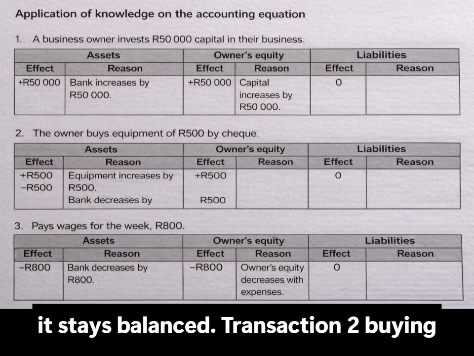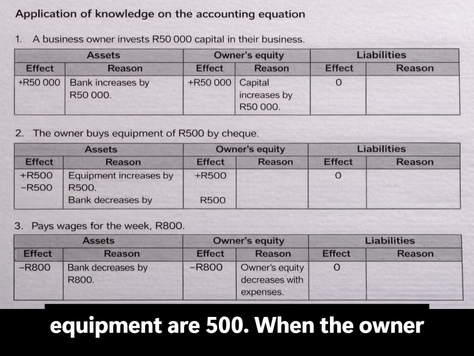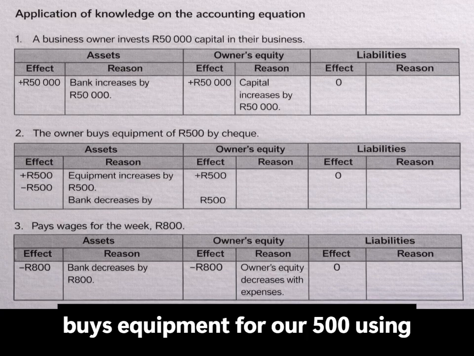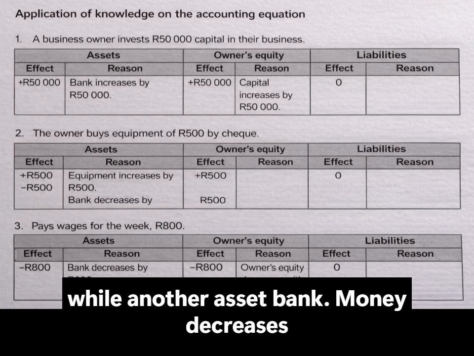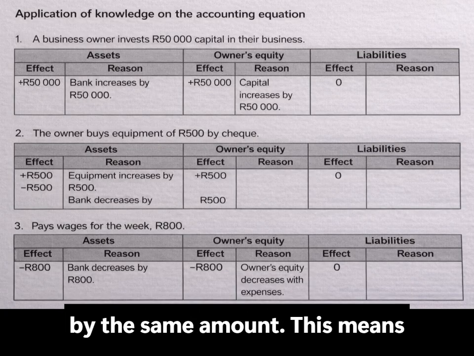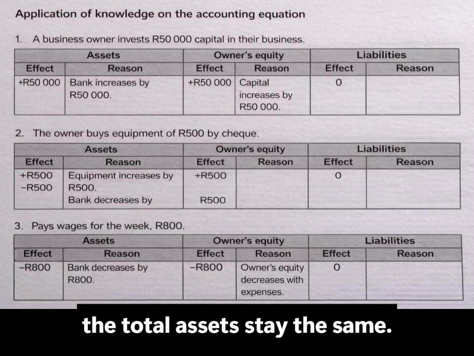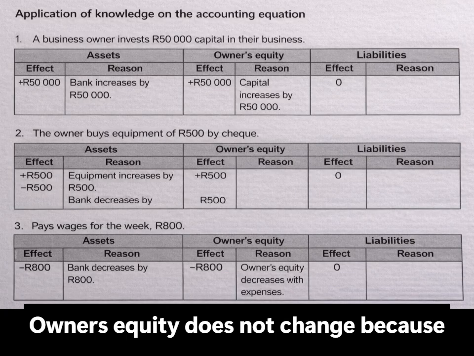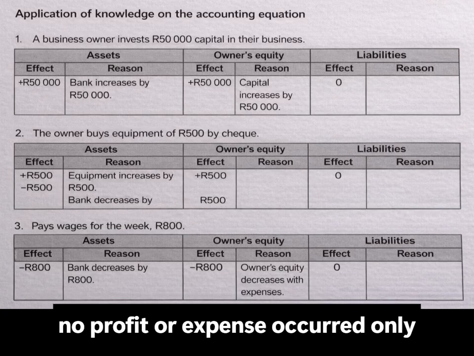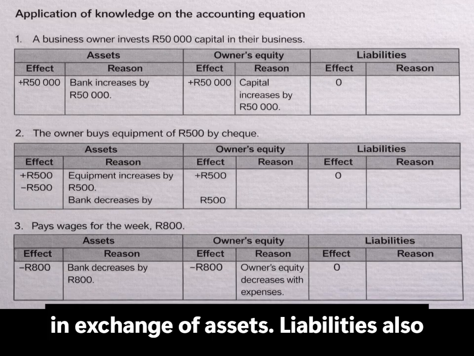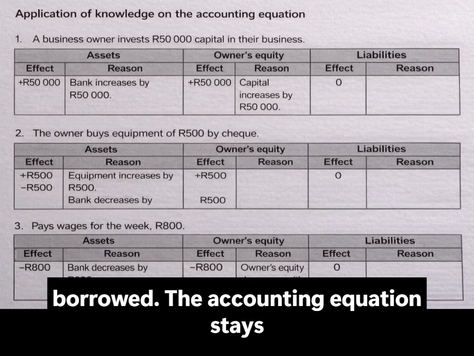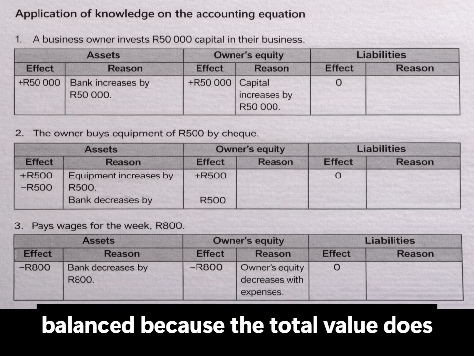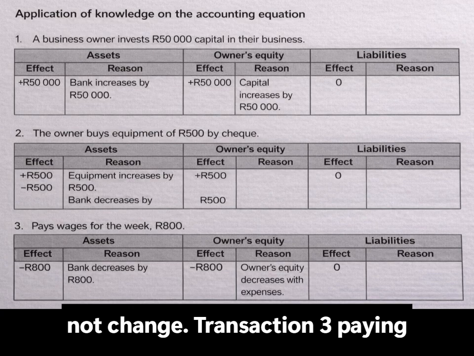Transaction 2. Buying equipment, $500. When the owner buys equipment for $500 using a check, one asset, equipment, increases while another asset, bank money, decreases by the same amount. This means the total assets stay the same. Owner's equity does not change because no profit or expense occurred, only an exchange of assets. Liabilities also remain unchanged because no money was borrowed. The accounting equation stays balanced because the total value does not change.